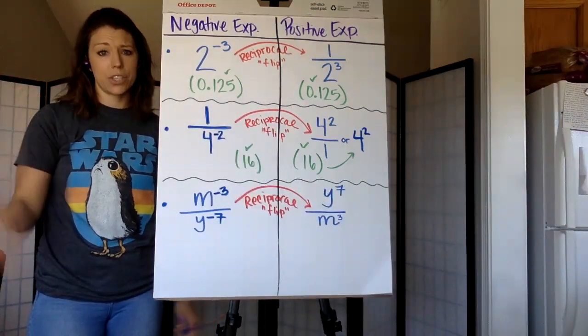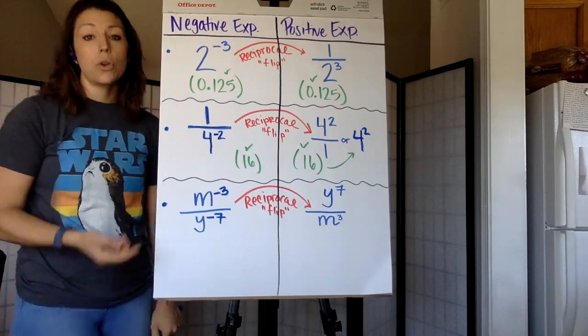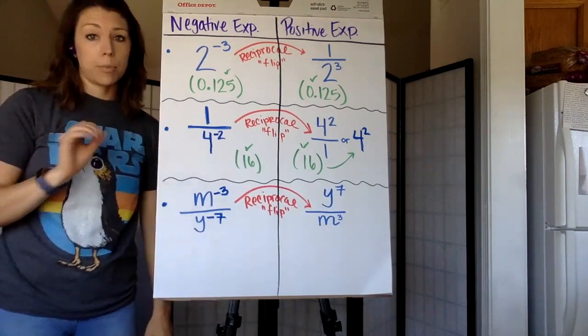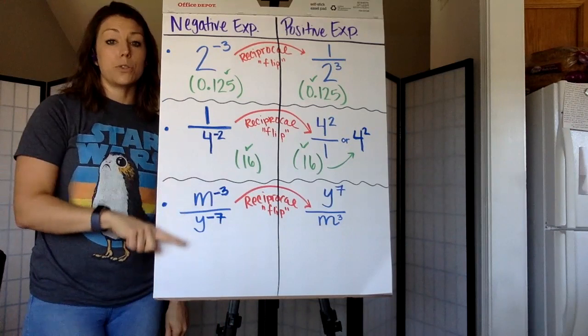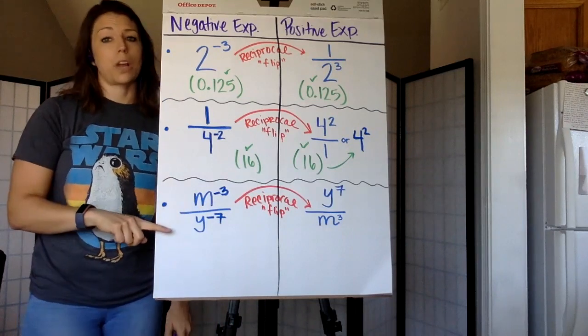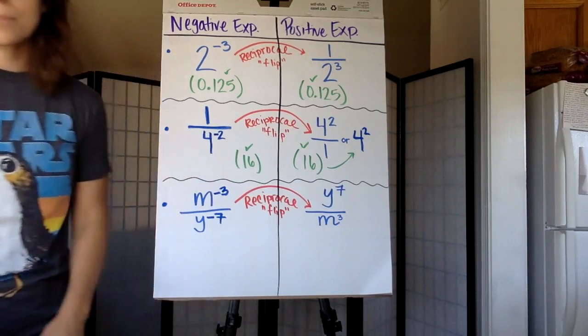Now, unfortunately, we can't check that with a calculator. I mean, you could plug in numbers and check it on your own. That would be totally fine. Make sure that if you do that, you choose different numbers for m and y. You wouldn't want to choose the same number.